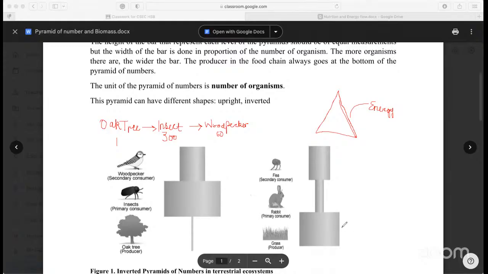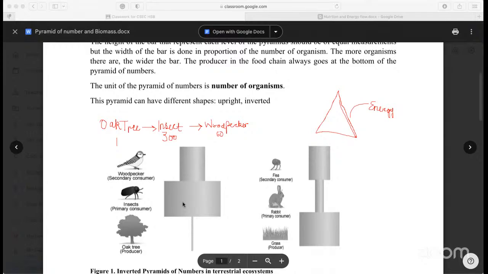This is another one. Grass, the amount of grass per area is larger than the amount of the rabbits that would eat that grass. But then the rabbits may have more fleas on them compared to the amount of rabbits. So I want us to note that the pyramid of numbers only takes into consideration the numbers. And I want you to write the food chain for this one as well. Try your hand at it. Remember, the producer is always the first organism in the chain. Remember the direction of your arrows, right? And this is how the pyramid of numbers can look, right?